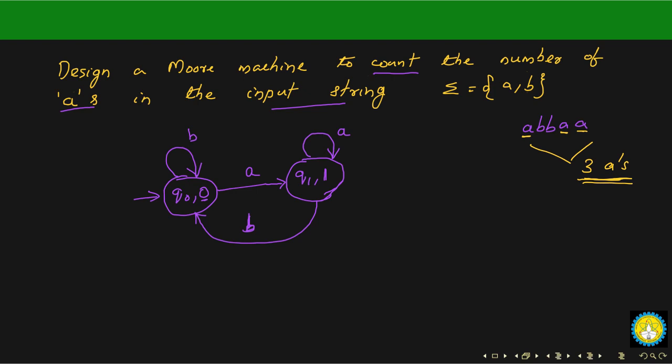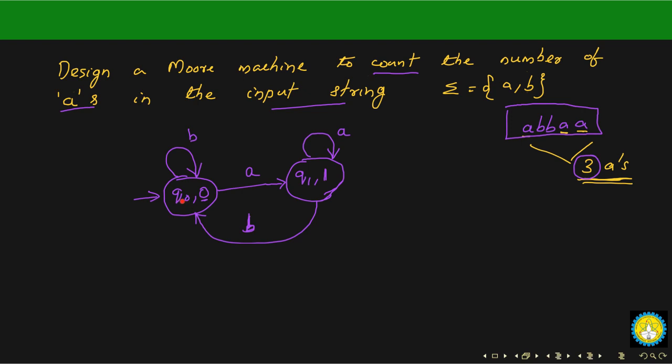Look at this. There are no final states. There is no concept of a final state here. The only concept here is that if you give this kind of a string A, B, B, A, A, the output given by the Moore machine will indicate a value of 3. Let's understand how it does this. Let's process the string using this Moore machine.